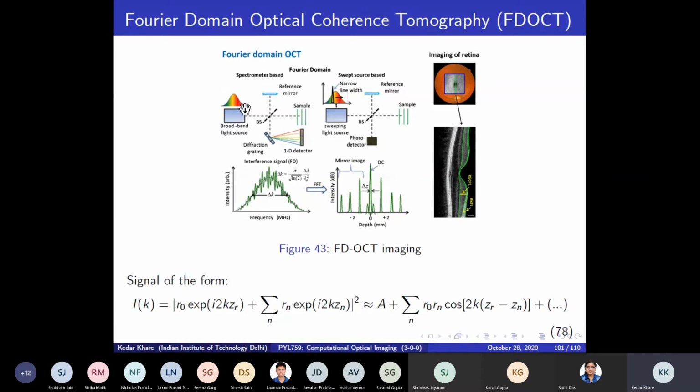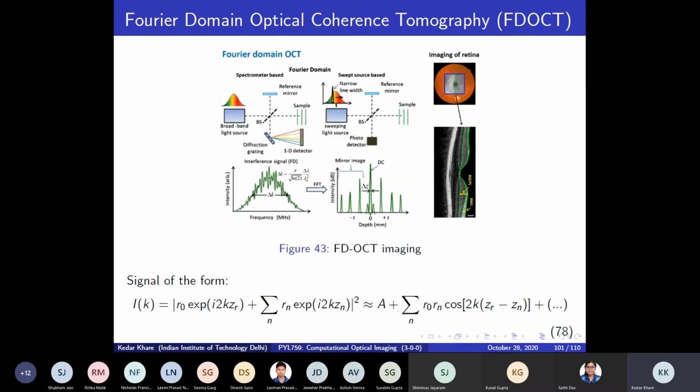Suppose I have a broadband source and I send light into a Michelson interferometer, and the sample has many reflective layers. This signal comes back, and it is sent to a diffraction grating, and the signal is recorded on a 1D detector. So you actually detect a spectral signal. How does the signal look?